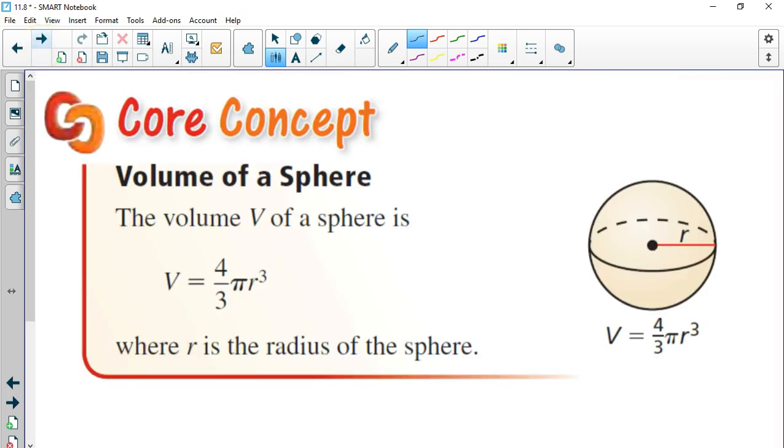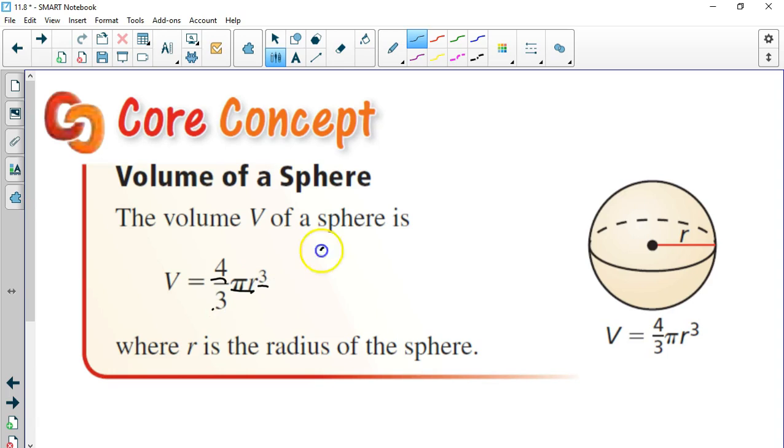Okay, new concept, new formula. The volume of the sphere, filling the round object. If you have something circular like a snow globe, how much water goes in that snow globe? It's similar to the surface area. We still have the 4 and the pi and the r, but this time it's cubed, and we have a 3 in the denominator. So 4/3 pi r cubed.